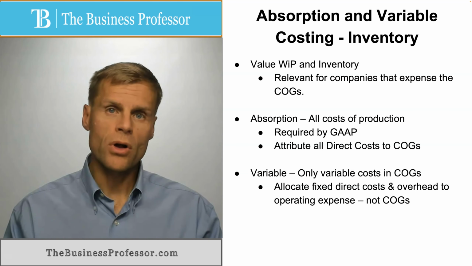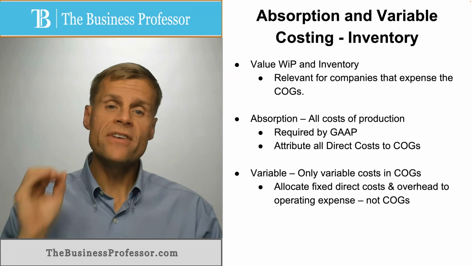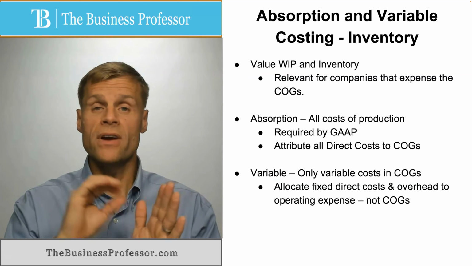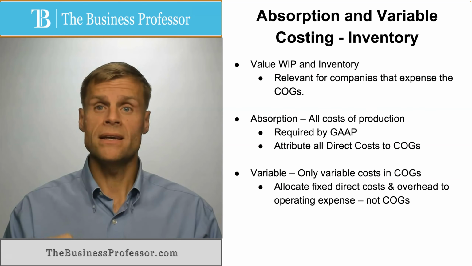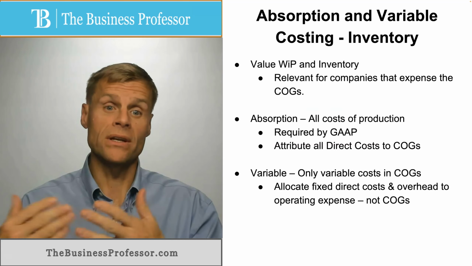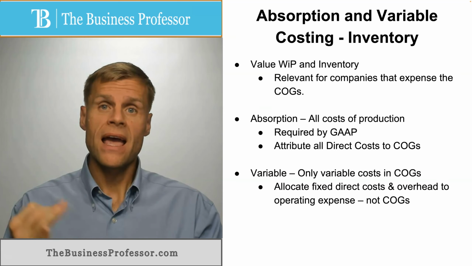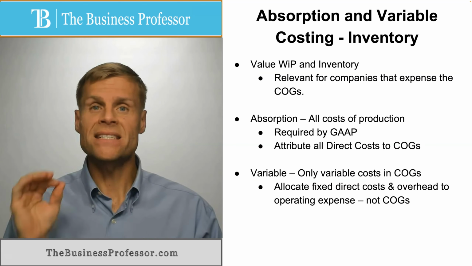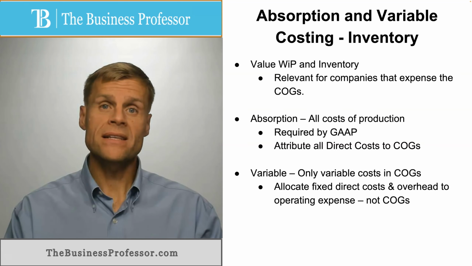Variable costing, on the other hand, which can be used for managerial accounting, only includes variable costs in the cost of goods sold. So the variable cost expense, there you go, it's an expense for cost of goods sold once those expenses are integrated into the good and it's sold. Fixed direct costs and any indirect costs, such as overhead, are expensed as operating expense, not cost of goods sold. So that's a major difference there.